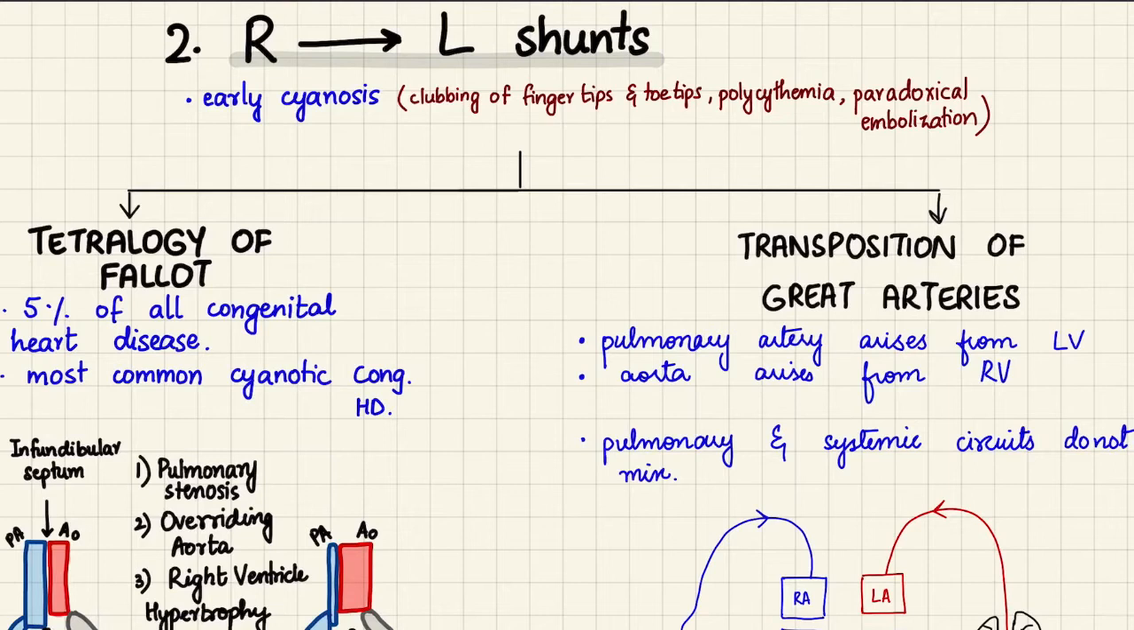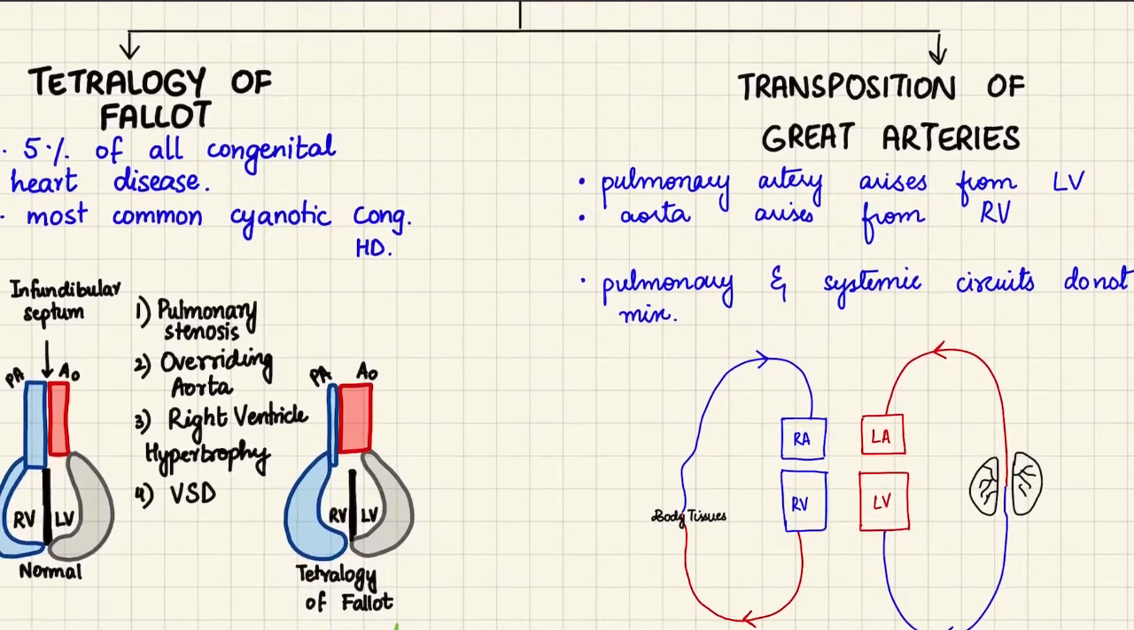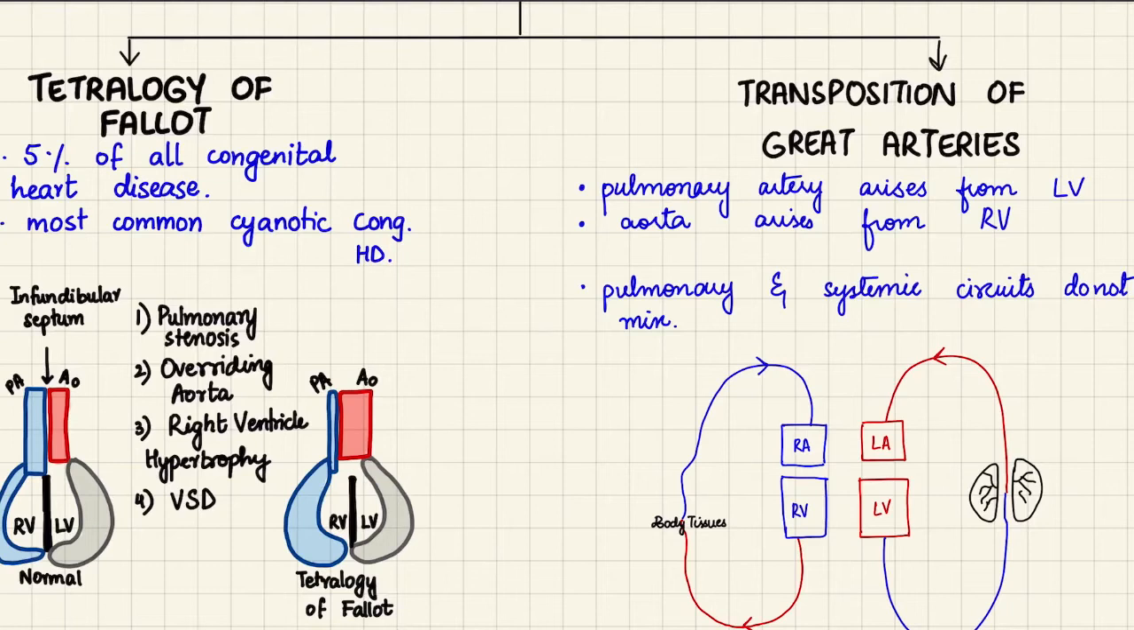The second right to left shunt is transposition of great arteries. That means both the great arteries, the aorta and the pulmonary artery, have changed their positions. That is, the pulmonary artery arises from the left ventricle and the aorta arises from the right ventricle. So if that happens, you can see that the aorta is arising from the right ventricle, right?